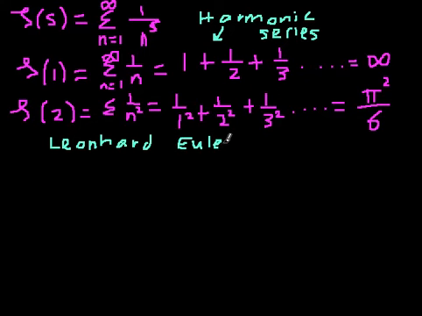And when he proved it, he solved what was called the Basel problem, which is basically that people knew it converged, but they didn't know if you could find an exact analytical solution to it, the zeta function of 2.